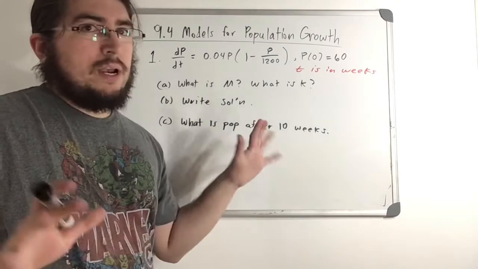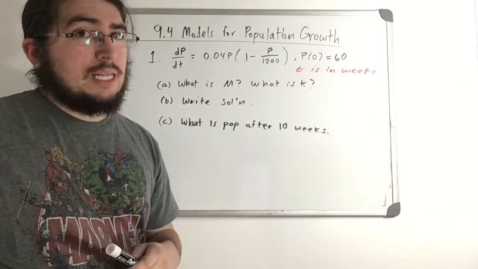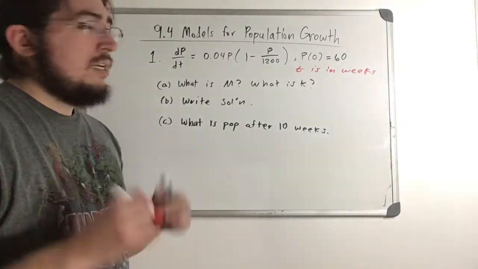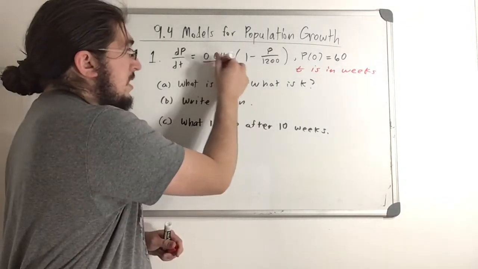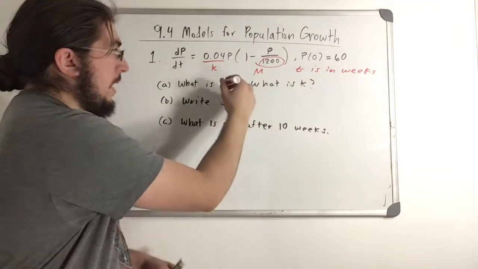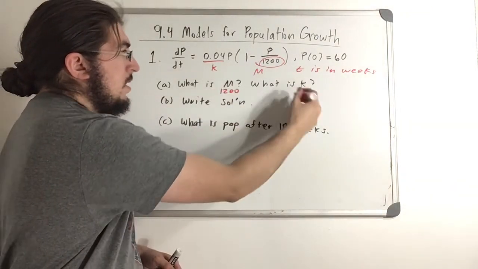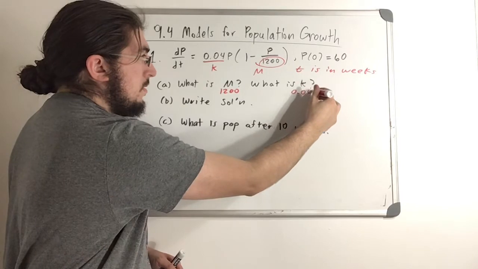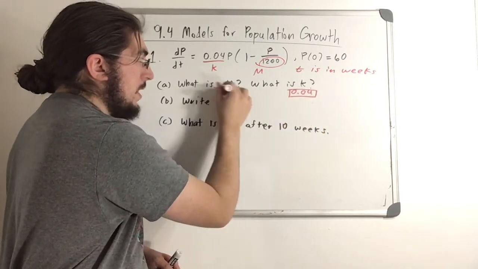And we can do this all right now in the space we have. To be honest, it's not that bad. Let's just label a few things. So remember how we did the last problem? We noticed that this is k and this is M. So we actually know A right away. M is 1200 and k is 0.04. Perfect. So A is done. Box those up.